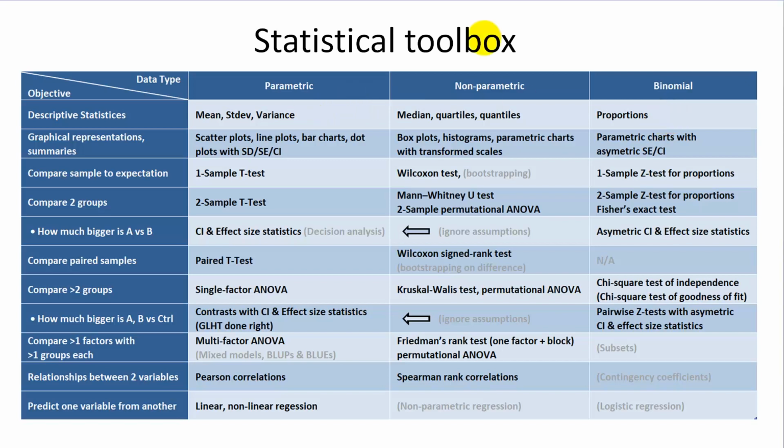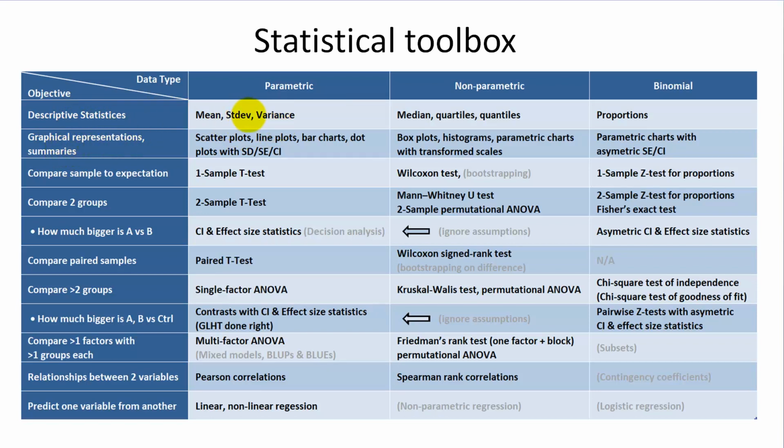So let's take a look. I like to organize this into objectives, so what you actually want to do or can do, and into data types. So we have normally distributed data, and non-parametric data that does not follow normal distributions. We also have binomial data, so that's binary data: yes or no, dead or alive, healthy or infected, and so on. These are all common data types that you have to deal with, and different methods are required to analyze those properly. One thing you might want to do is just describe your data, either through summary statistics or through graphical summaries.